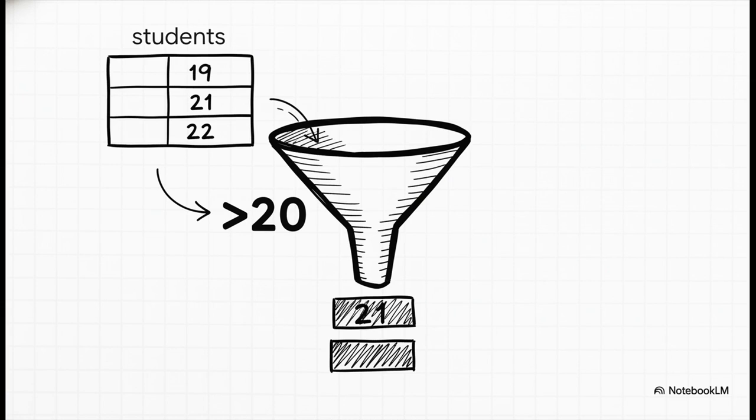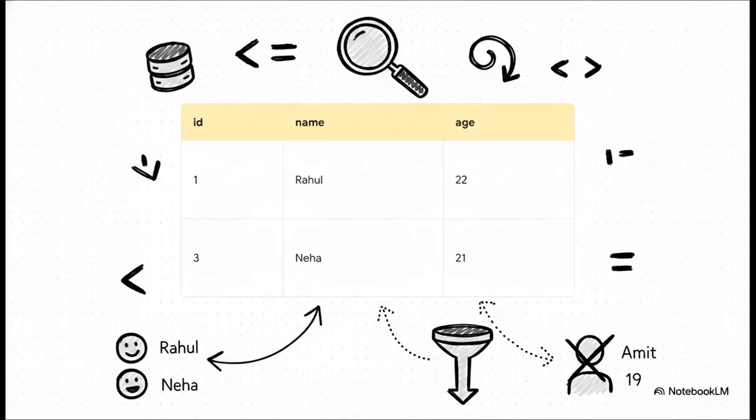So let's try it. Let's ask a smarter question. We want to find all the information, but only for students who are older than 20. Our command just gets a little longer. Select asterisk from students where age greater than 20. See that? We just tacked on our where condition right at the end to set the rule. And look at the result.